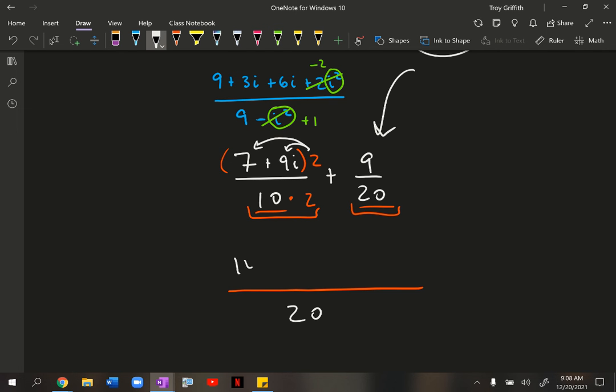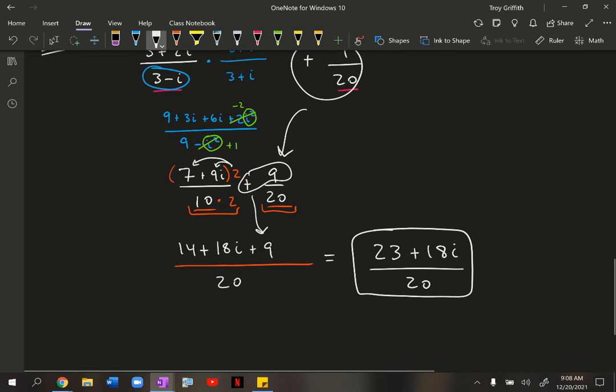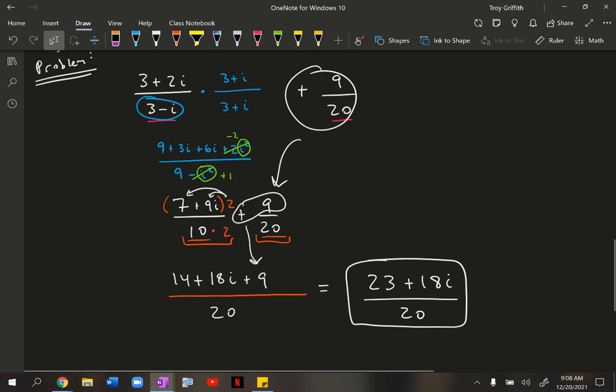7 times 2 is 14. 9i times 2 is 18i. And then I can bring this plus 9 right over here. So plus 9. Okay, I've got it all in the same fraction now because I had a common denominator. And last but not least, we can combine like terms up on the top here. 14 plus 9 is 23 plus 18i, all divided by 20.